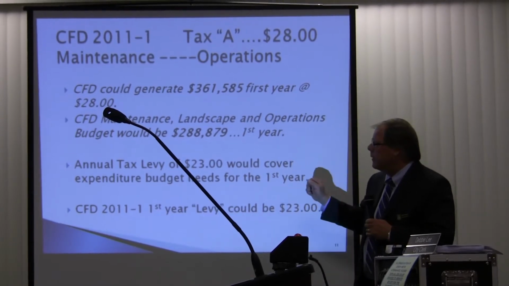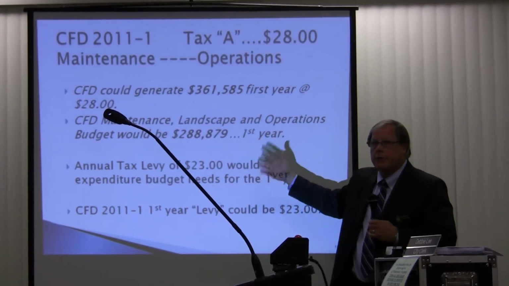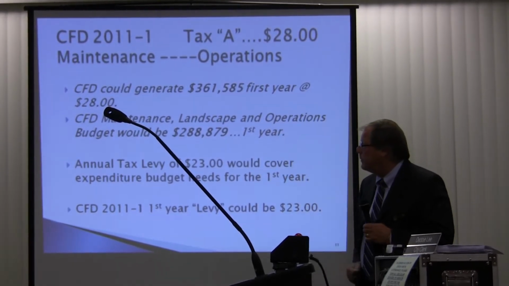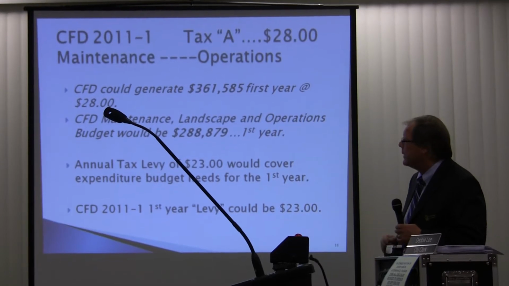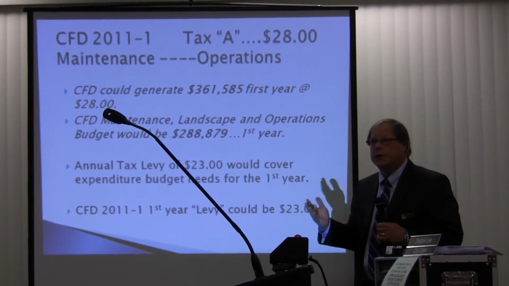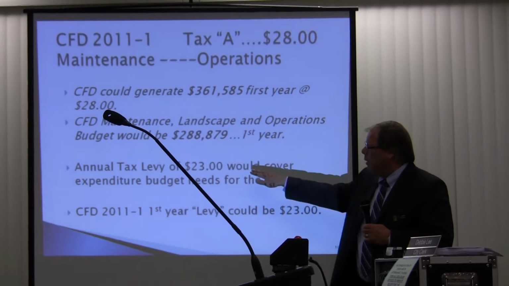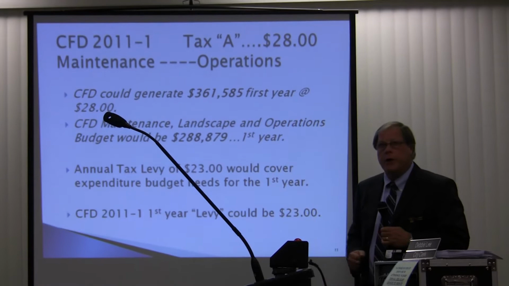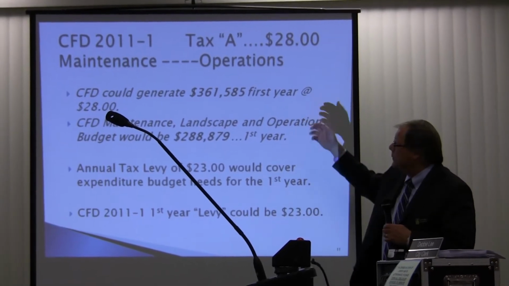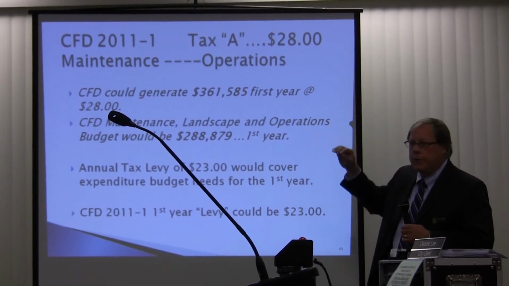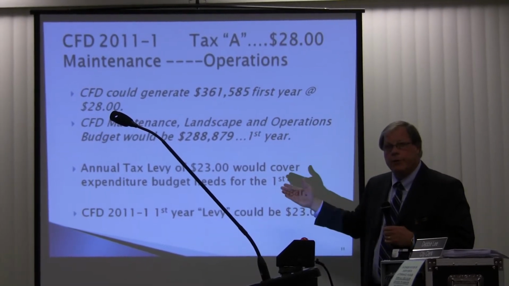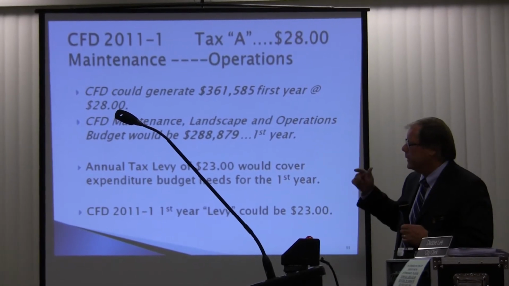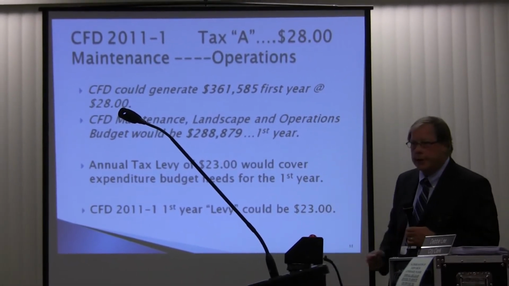But we only need $288,000 to run the budget, to pay for all the park maintenance, to pay for all the recreation programs. We only need $288,000. So what that says is, we charge $28, we're charging too much. So what would happen the first year is we would drop the levy down to $23. $28 would still be the maximum we could charge, but because we don't need all that money, we would only charge $23. And that is done by the council when they levy the assessment. We cannot charge more than $28, but we can charge less.